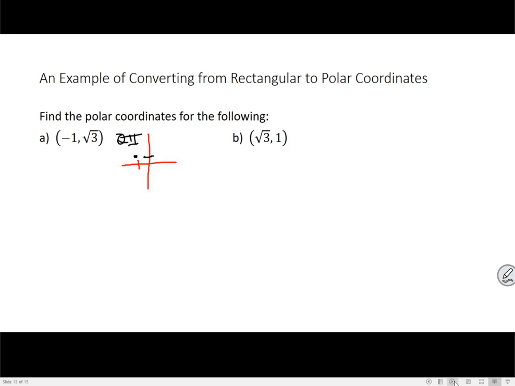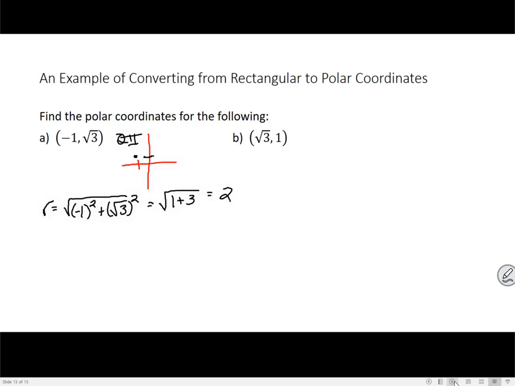The second step after graphing your point is to find R. Remember from our formula, R is equal to the square root of x squared plus y squared. For us in this example that is the square root of (-1) squared plus (square root of 3) squared. Here I get the square root of 1 plus 3, which is going to end up being 2. So my R is 2. That was pretty straightforward.